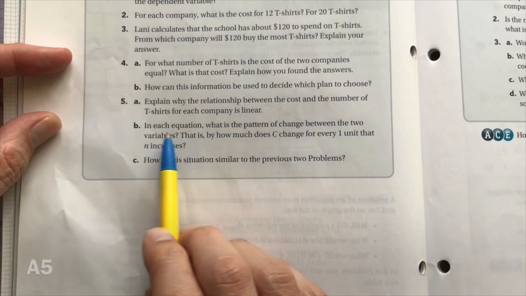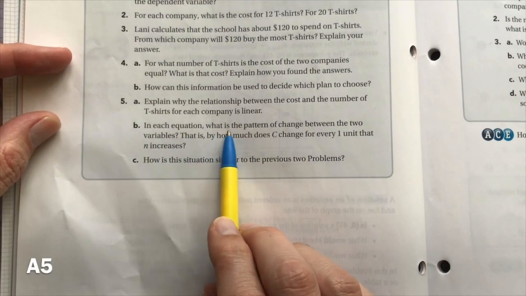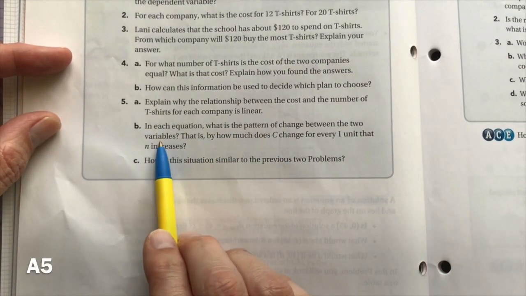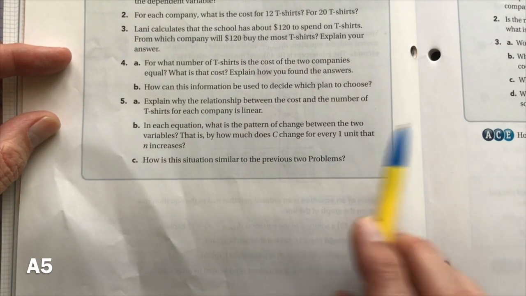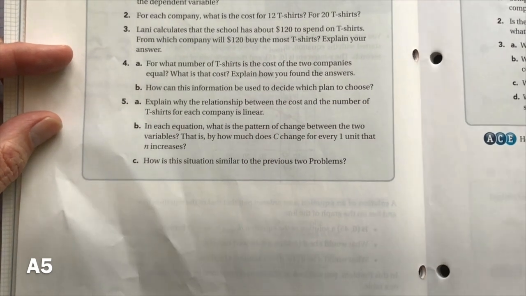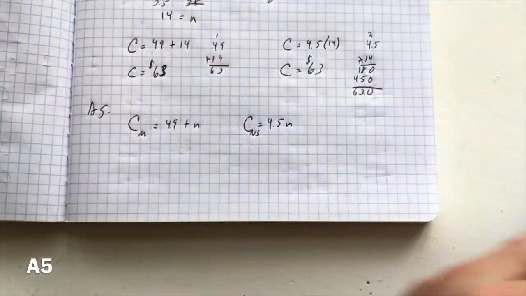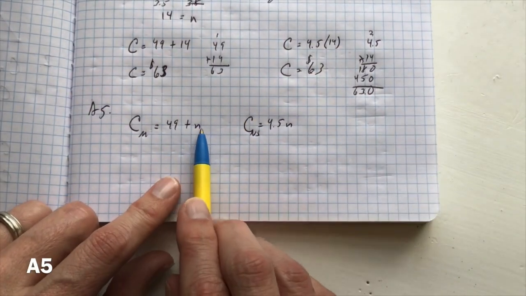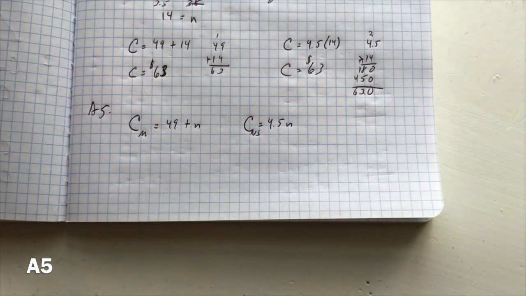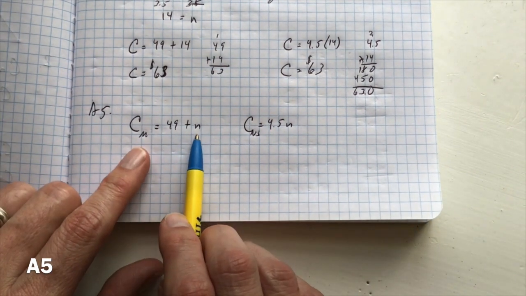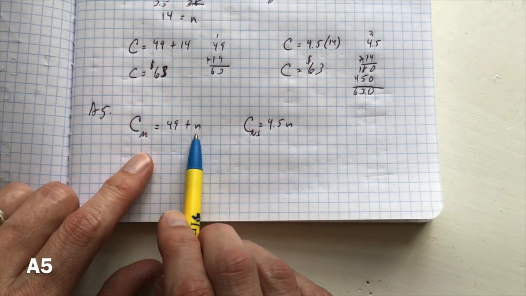All right, 5b. In each equation, what is the pattern of change between the two variables? That is, by how much does cost change for every 1 unit that n increases? Now that sounds kind of strange, but let's put it more into 7th grade words here. Basically what they're saying is, for every t-shirt I buy or order, what's the change that's gonna occur? Well, in this case, for every additional t-shirt, what's the unit rate here?